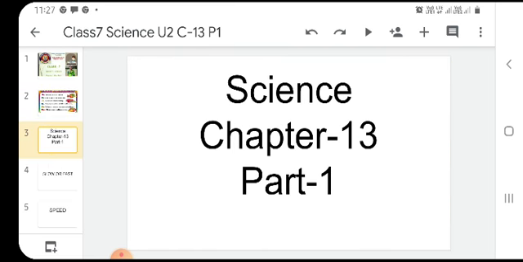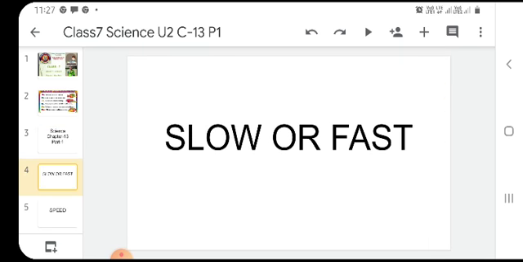Now let us start chapter 13 part first. In this chapter first we will go through slow or fast. Dear students, we know that some vehicles move faster than others. Even the same vehicle may move faster or slower at different times. So if vehicles are moving on a road in the same direction, we can easily tell which one of them is moving faster than the other.